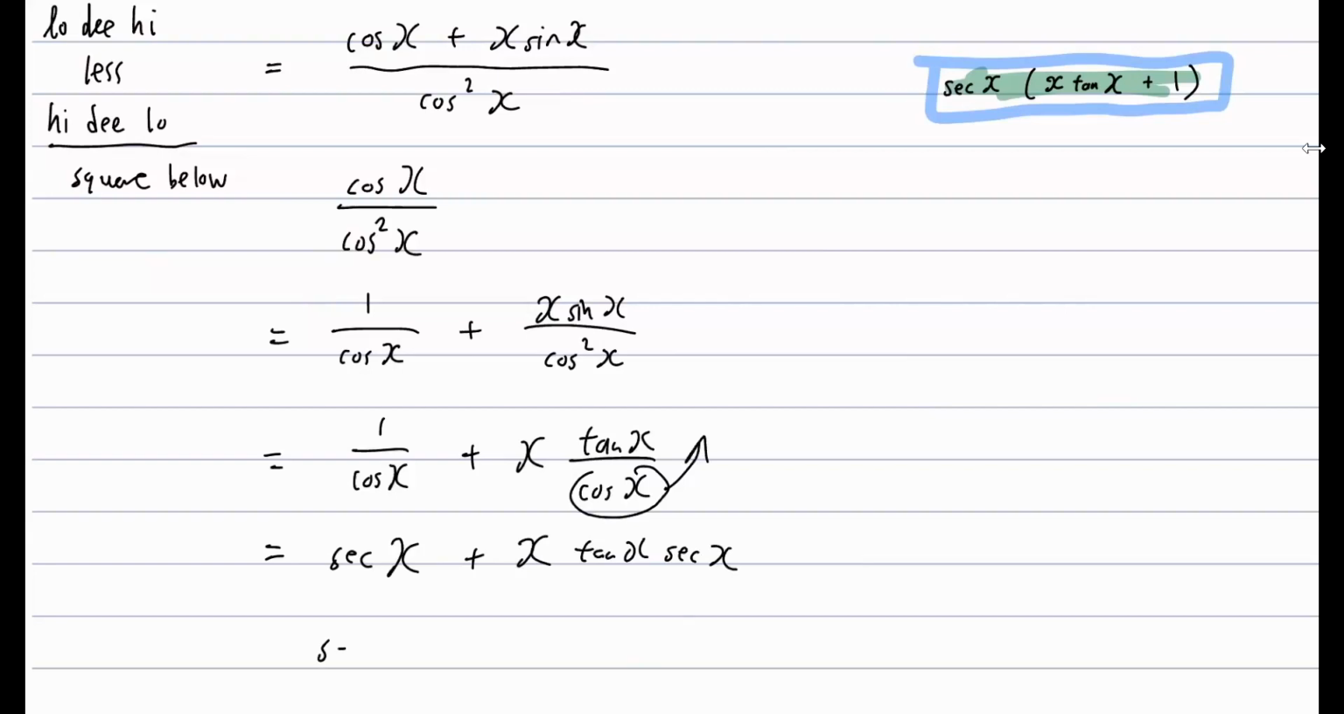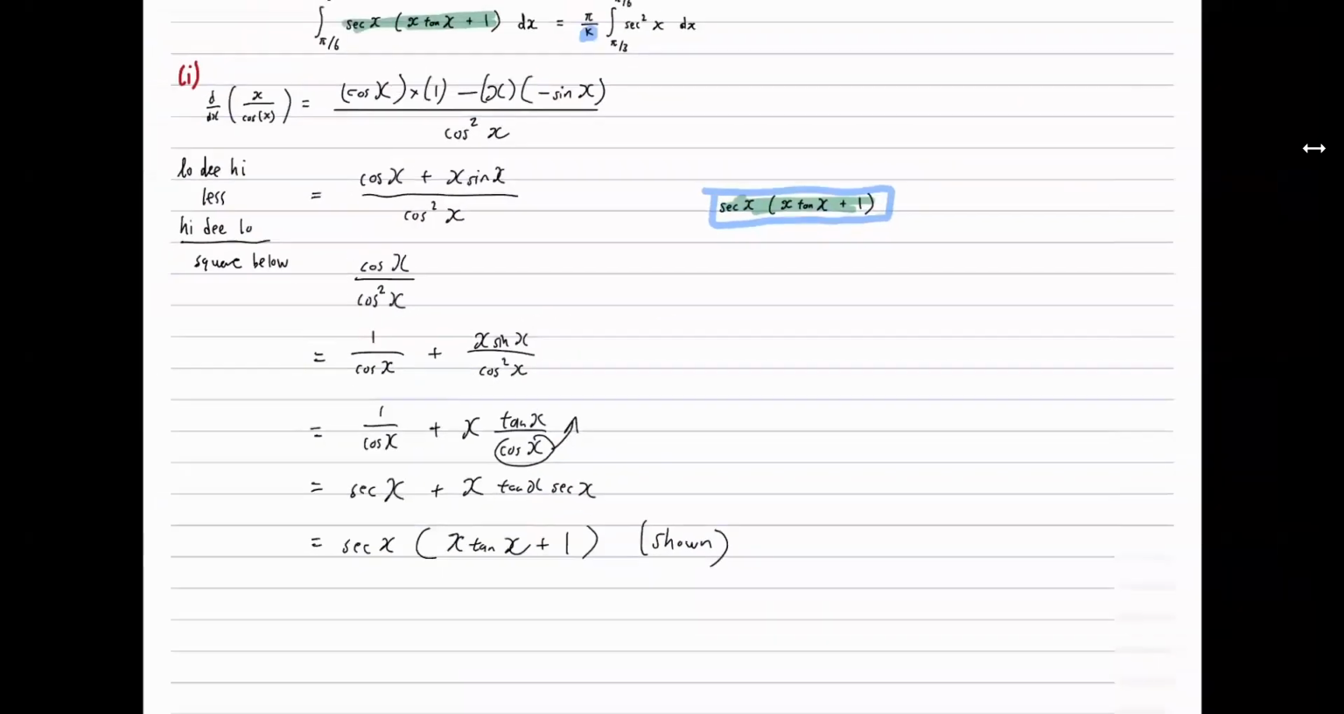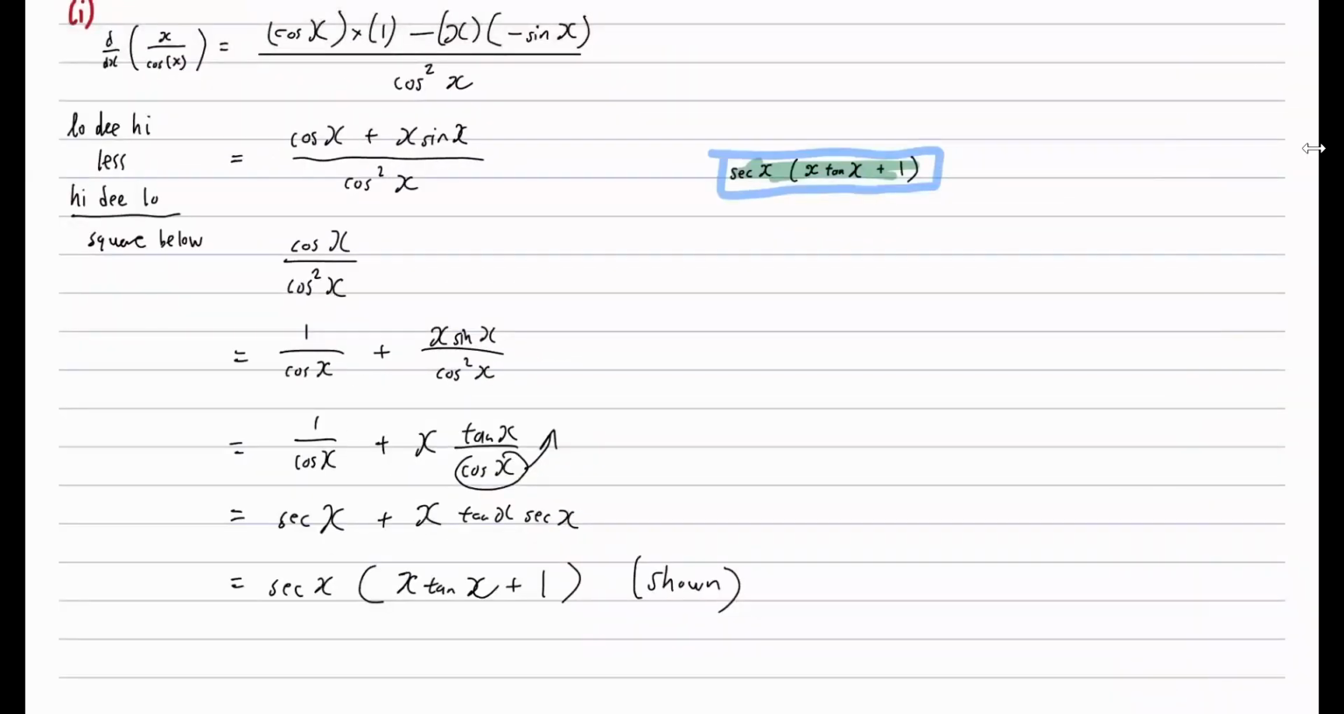And then you factor out the secant x: 1 plus x tangent x. Just to make it look nice, I will bring the plus 1 to the right. So you see trigo identities coming back to haunt you. I don't need to write it down, I'll just say shown. Differentiation, trigo, and everything else is coming back to haunt you. It can't be that scary.